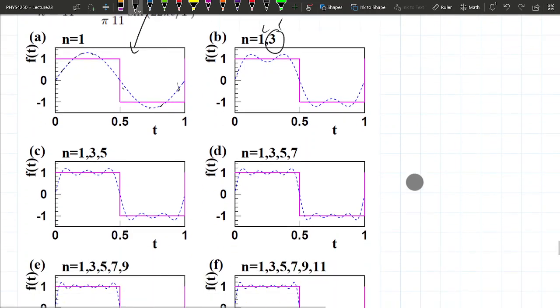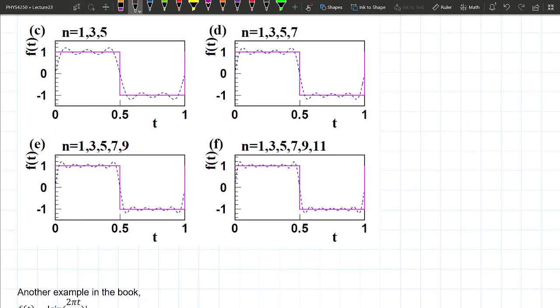So you add up the first term and the third term, and you get something that's closer to a square wave. If you do it up to n equals 5, you get closer. N equals 7, you get closer. 9, even closer. You get up to 11, that's pretty darn close to a square wave. And that's actually what your function generator is doing all the time. When you tell it to make a square wave, it's actually adding a bunch of sine waves together, a bunch of cosine waves together.